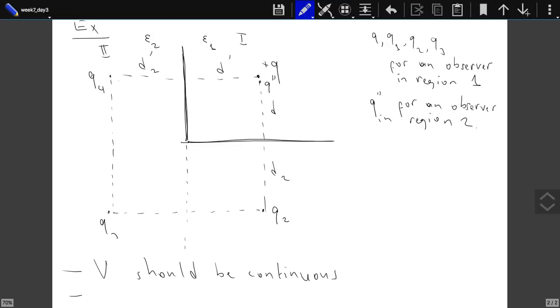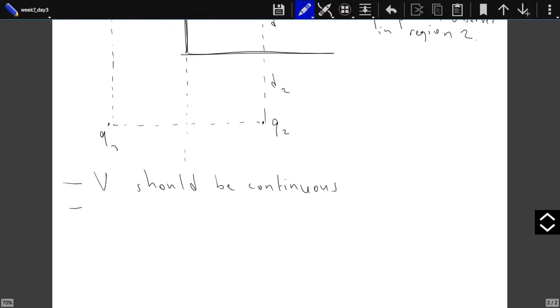Why should the derivative be continuous? Derivative of the electric field, you mean? Yeah, the normal derivative, you mean? Of the electric field, of the potential. Should be the same? Hmm? The region 2 and the... No, it shouldn't be. Are there charges on the interface? Not that we know of.